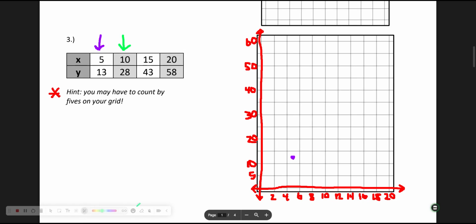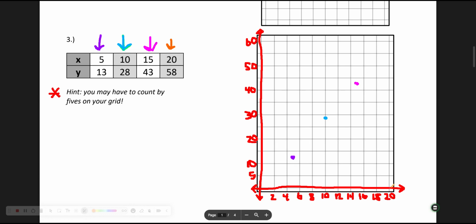Alright, my next point is right here. And it is 10, 28. I'm actually going to make that a better color so that it shows up for you. So I'm going to go over 10 and up 28, which is going to be like right here below 30. Alright, my next one is right here, 15, 43. So I'm going to go between the 14 and the 16, and I'm going up to 43, which is between 40 and 45 again. So like right here. Ooh, that's a weird looking point. Close enough. Alright, and then the last one is 20, 58.